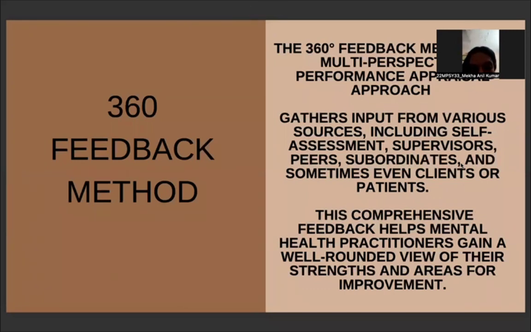Now, the first method we are going to talk about is the 360 feedback method. As I mentioned in the holistic approach, the 360-degree feedback method is a multi-perspective performance appraisal approach, which means you gather information, feedback, and inputs from various sources. That is, from your supervisors, your subordinates and peer groups, and even sometimes clients or patients. You're taking it in a 360-degree way, where the feedback on your performance and the evaluation is done from every aspect around you that is connected to you and your performance.